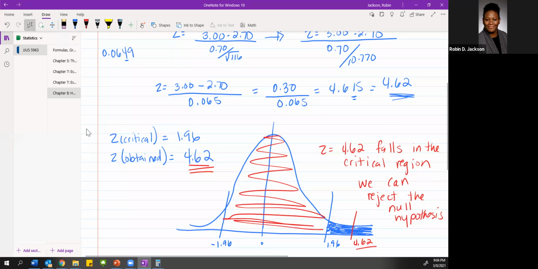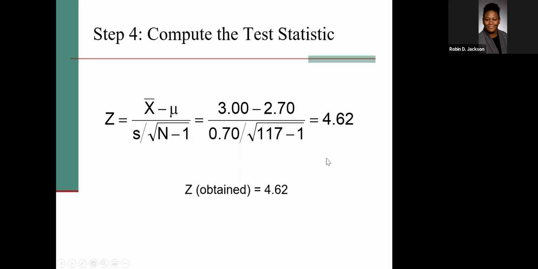All right, so let's go ahead and go back to the PowerPoint or to the lecture. So that was step 4. All of what you saw me do, those were the calculations. That was what we do for step 4. I just wanted to make sure you got to see how we got the Z obtained. This is stuff that you've already been doing, but now you are putting all of these steps together.